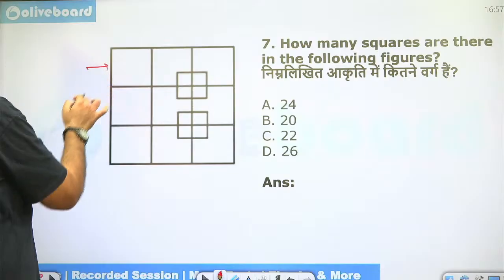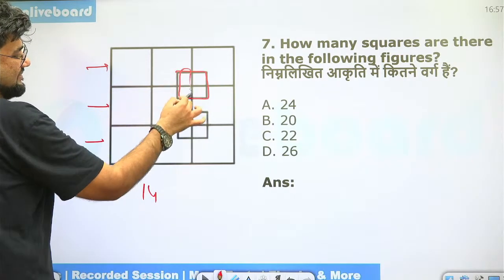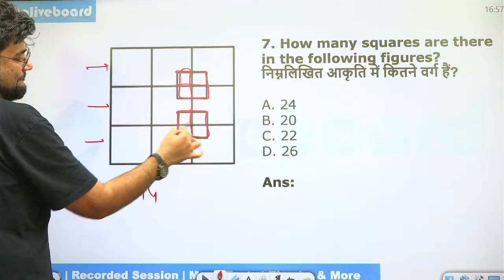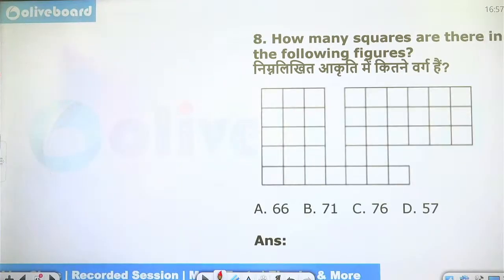So 3 into 3 matrix again. So we have 14 squares plus 5 plus 5. That's simple. Okay. 24. Next. This is actually a good question. Very nice one.